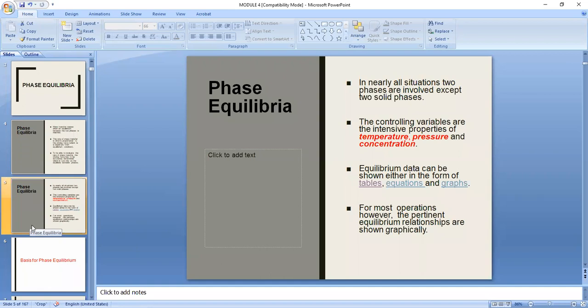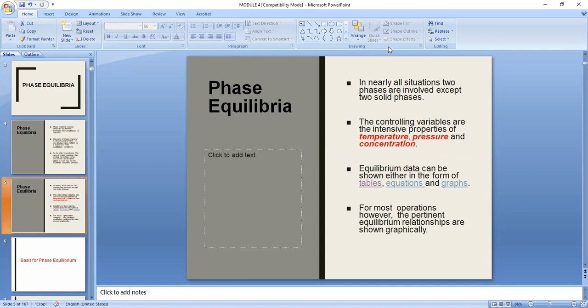Now, the equilibrium data, if you can recall, can either be taken from a table, from a graph, or it could be expressed in terms of an equation. Okay, so this we will cover in the next slides. So for most operations, however, the pertinent equilibrium relationships are shown graphically, or we extract the relationship, for example, between x and y from a graph. We can also see it in a table, or we can also have this relationship between x and partial pressure, which can also be taken from a particular graph.